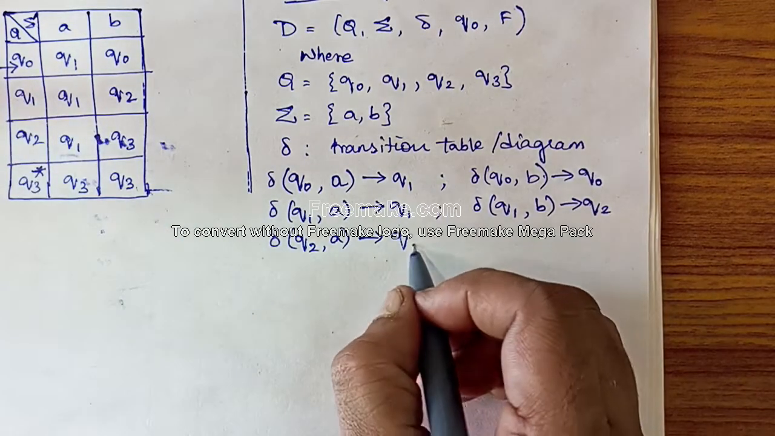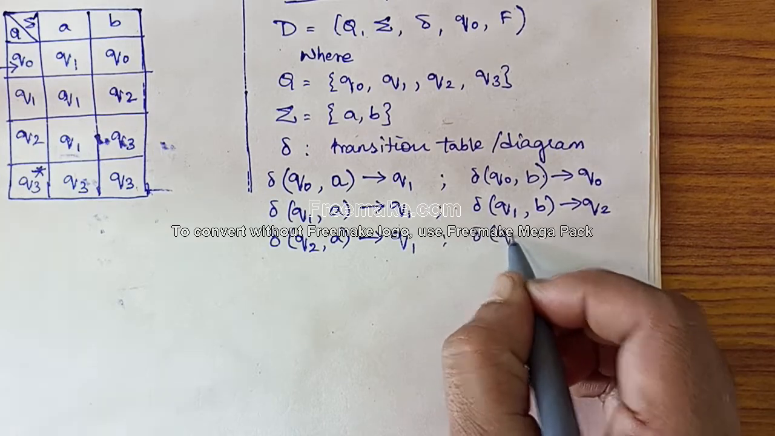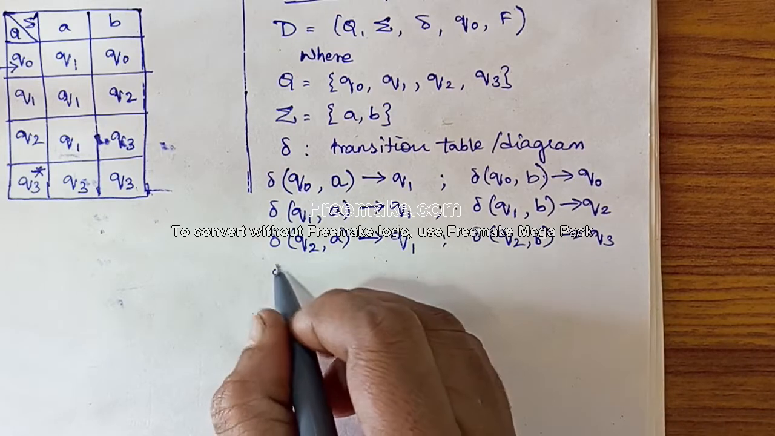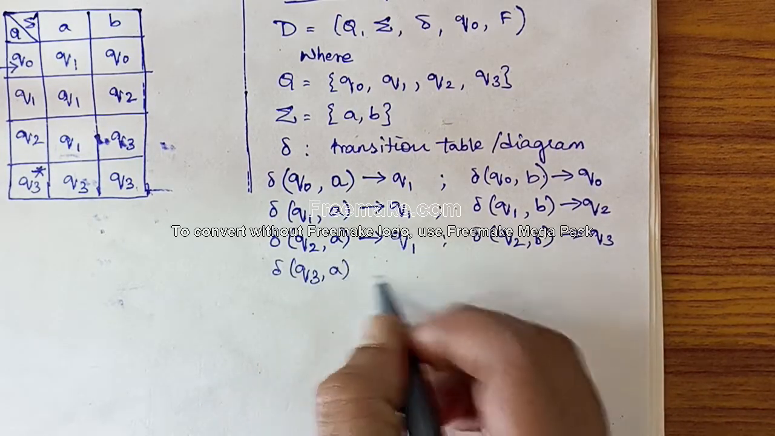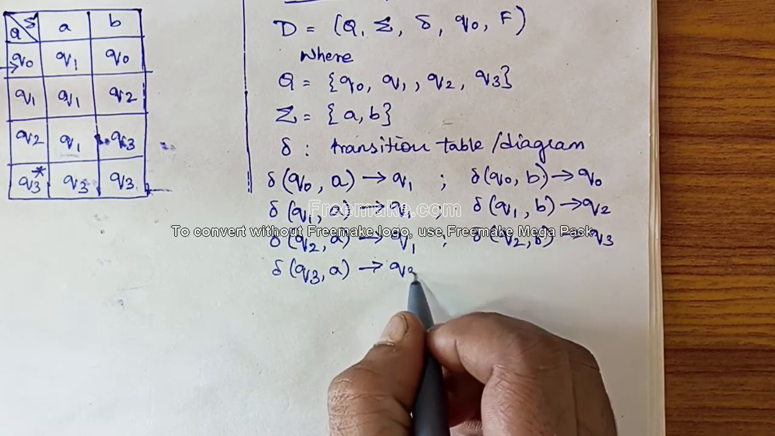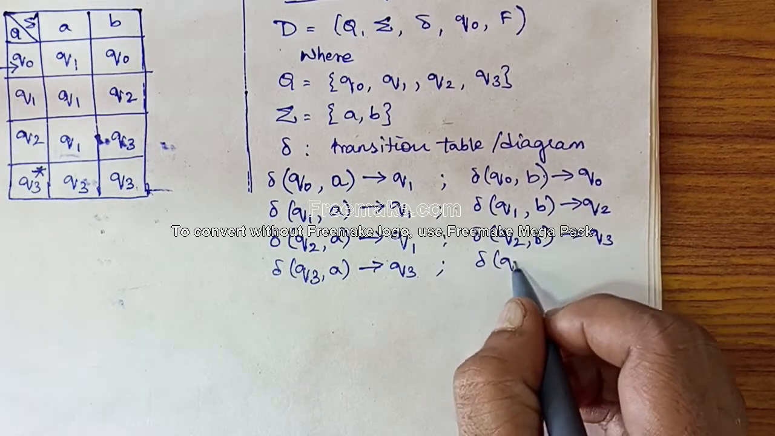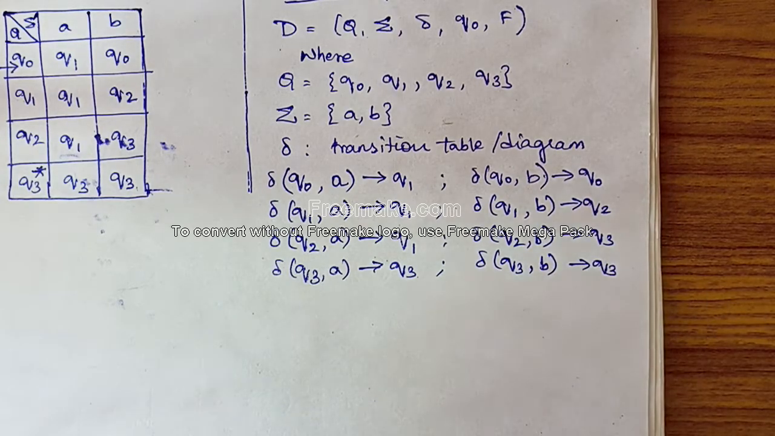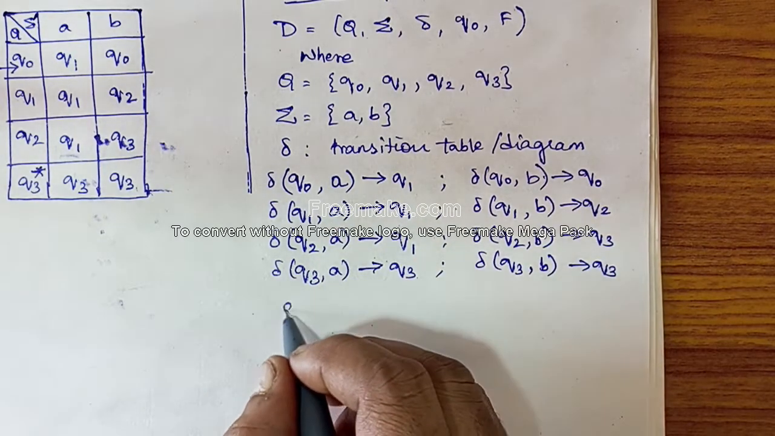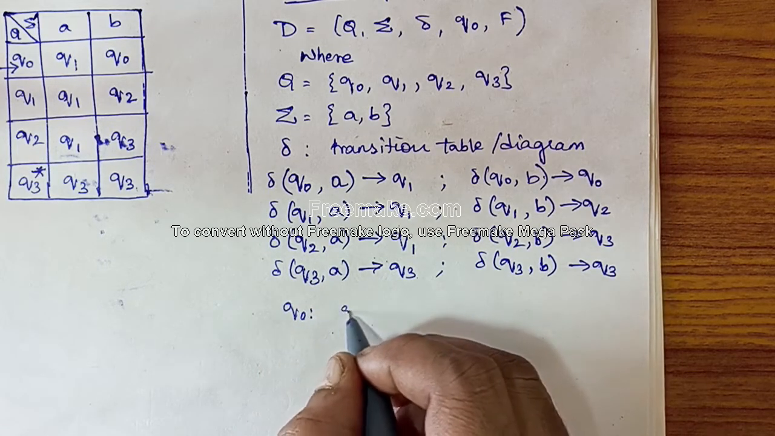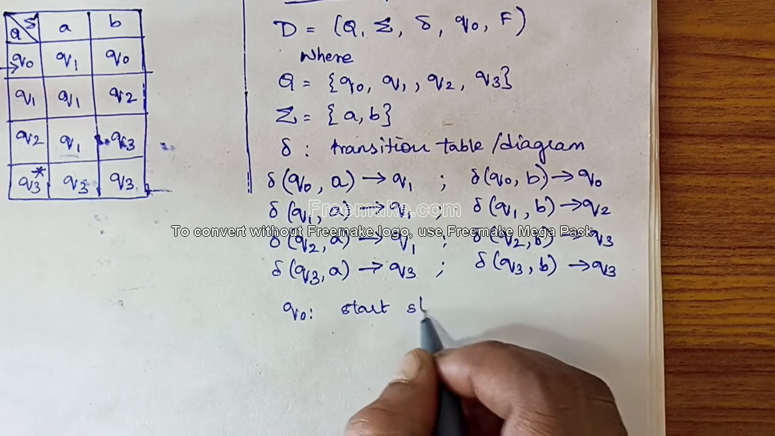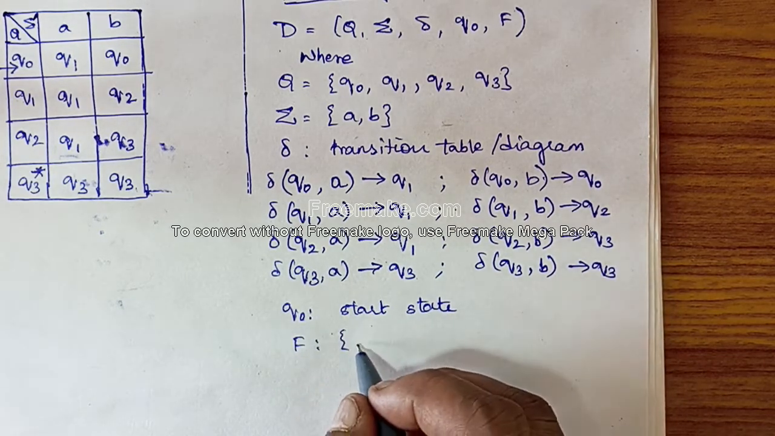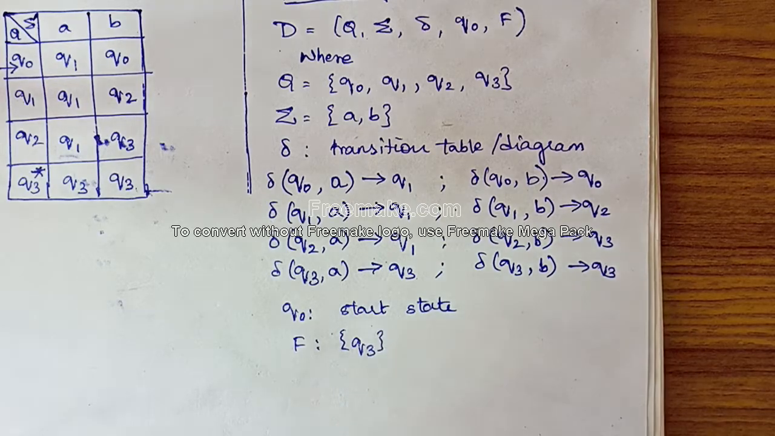Q2 on receiving a A, Q1. Q2 on receiving a B, Q3. Okay, so this is a transition, and Q naught is the start state. F is the set of final states. So I'll just put it in curly brackets. In my case, I have only one final state, which is Q3.